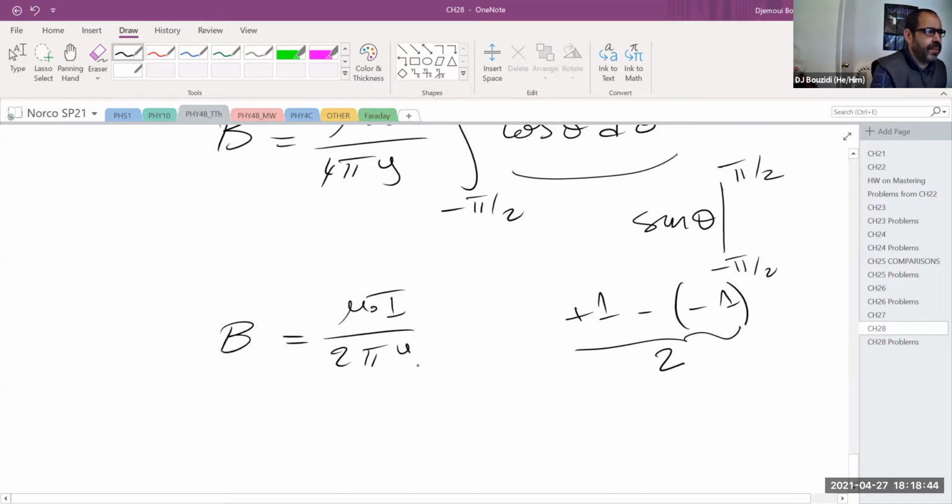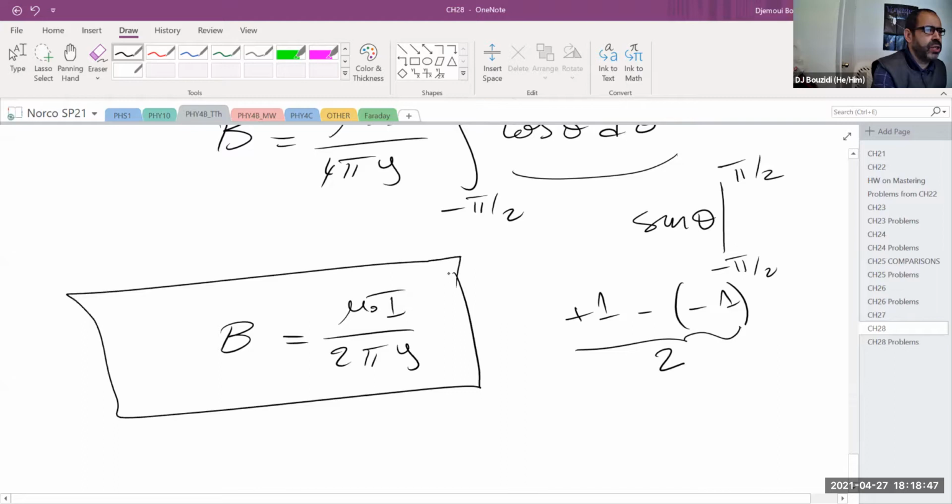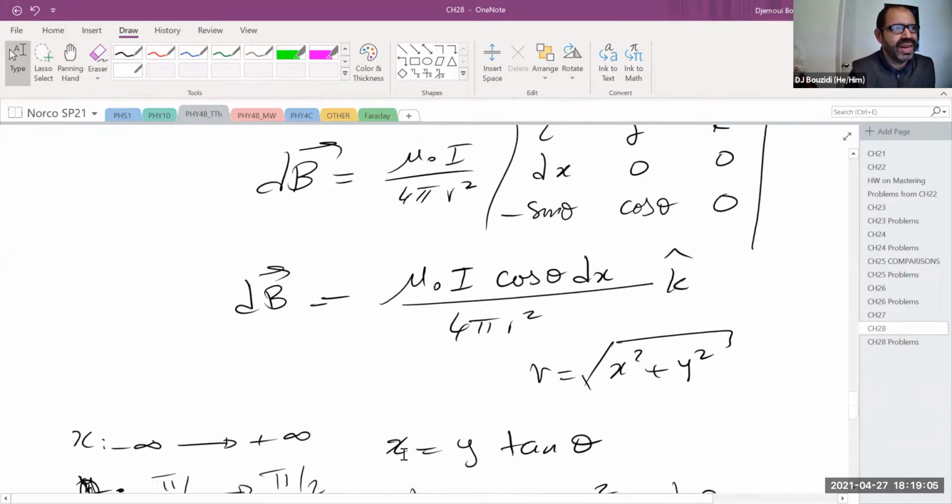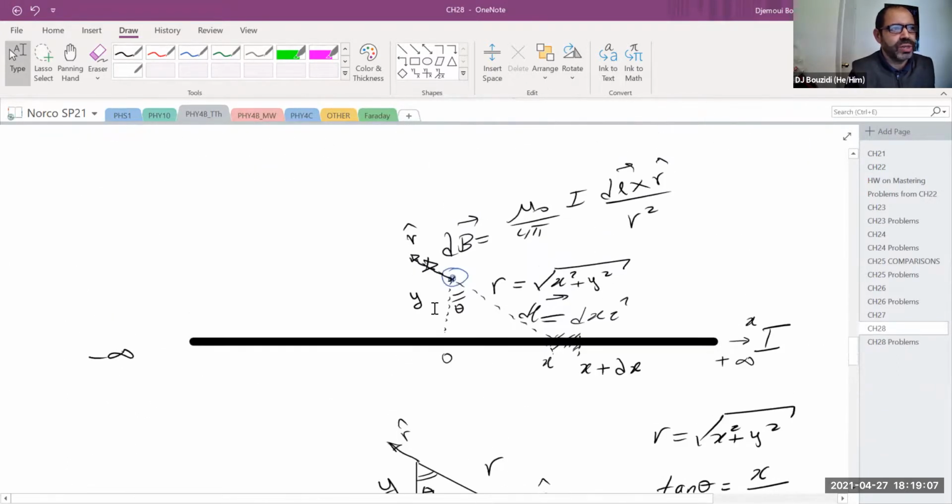over 2 pi y. This is a very important result that you need to remember. You don't want to go through this whole hassle again. This is the magnetic field due to an infinite wire. You're asking me, how am I going to get an infinite wire? Well, as long as its length is very large compared to the distance at which we're trying to find the magnetic field, you can assume it's an infinite wire, and you can use this formula, and you're going to be fine with it.